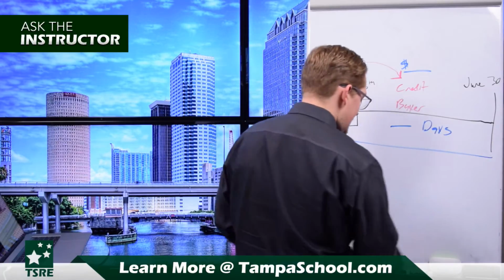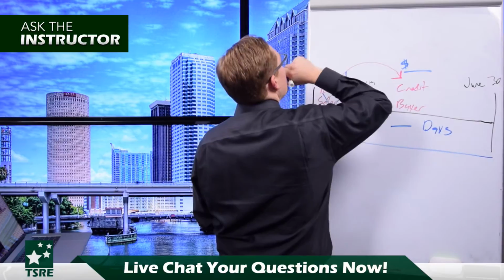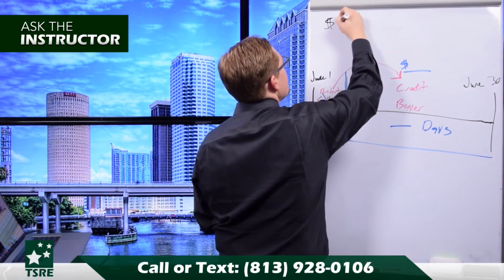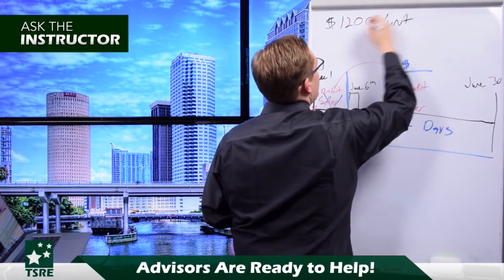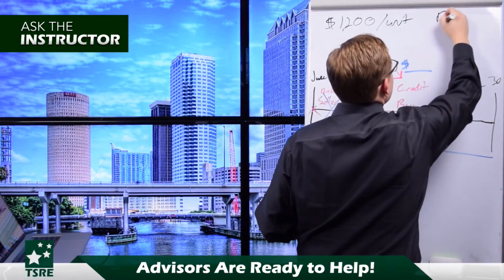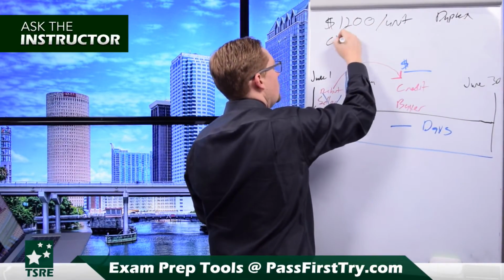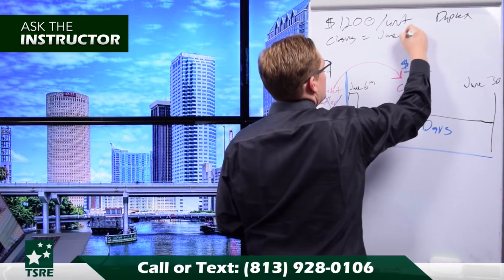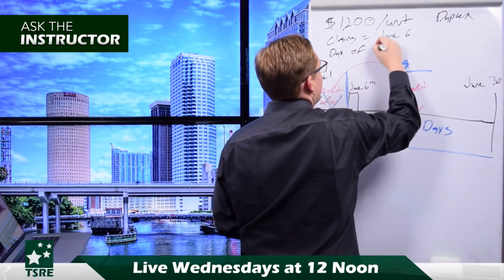So let's say in the example, on the exam, we've got, let's say $1,200 per unit. It's a duplex. Our day of closing is June 6th again. And day of closing belongs to the buyer.